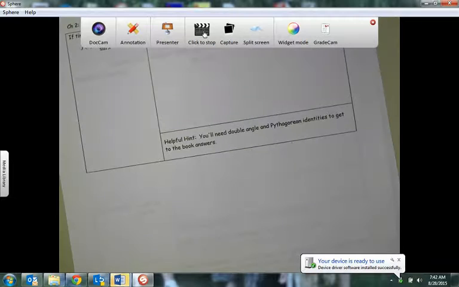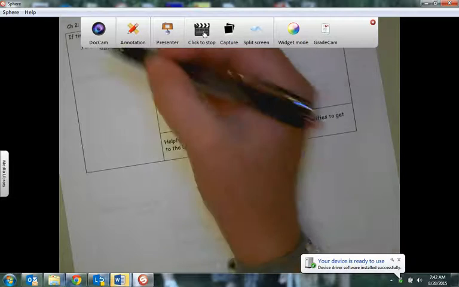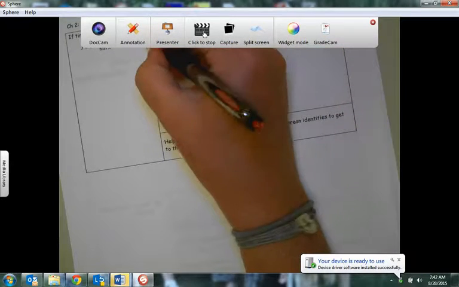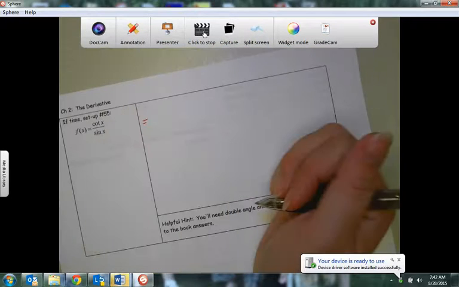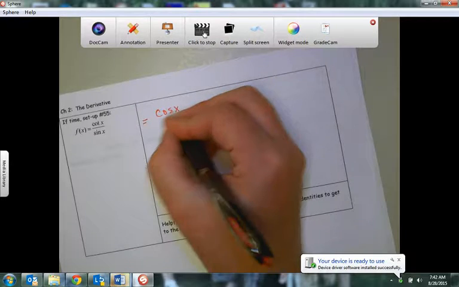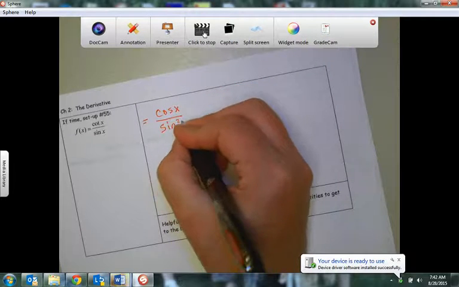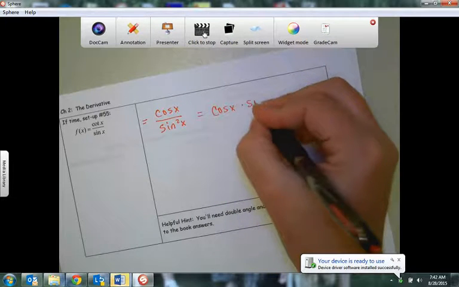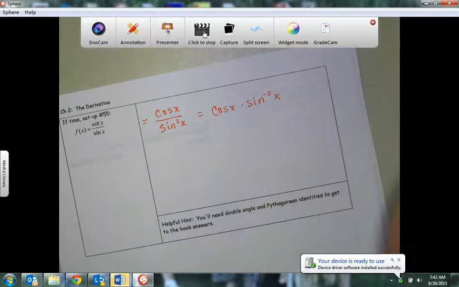So this one just wants you to set it up a little bit. So you could just do the quotient rule here, or you could manipulate it if you wanted to try some other rules. So cotangent is cosine x over sine x, which would make it sine squared x. Or I could make it cosine x times sine to the negative 2x. So there's lots of different options of how I want to derive.